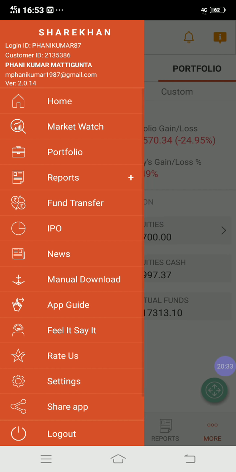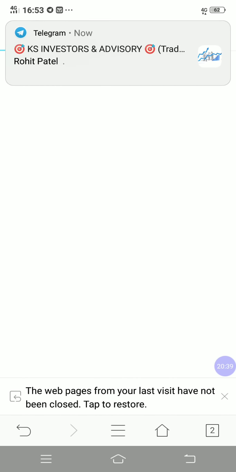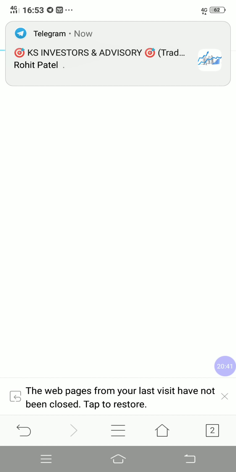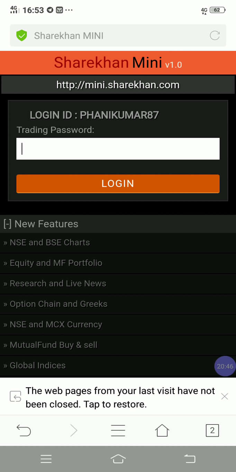Okay, and here is fund transfer. It's very easy. Fund transfer is absolutely easy in this. You need to put your trading password.